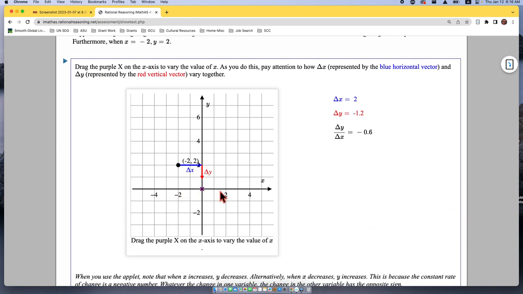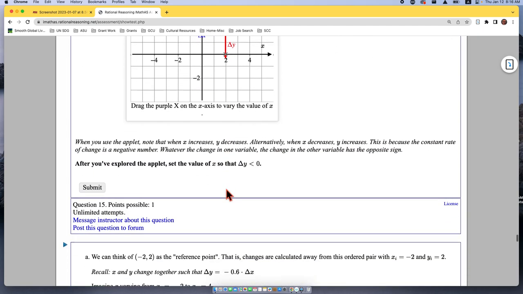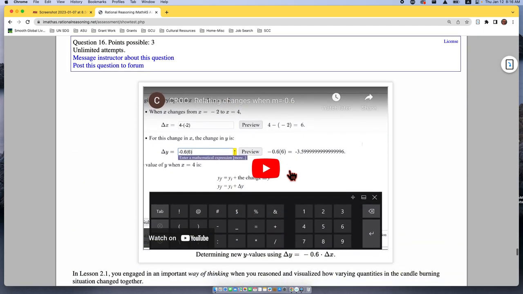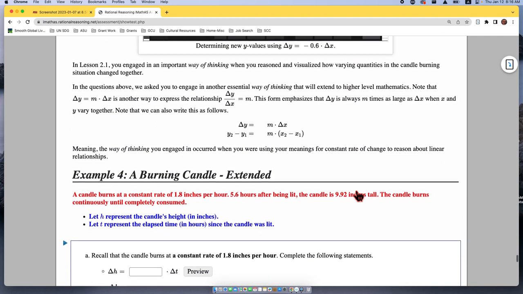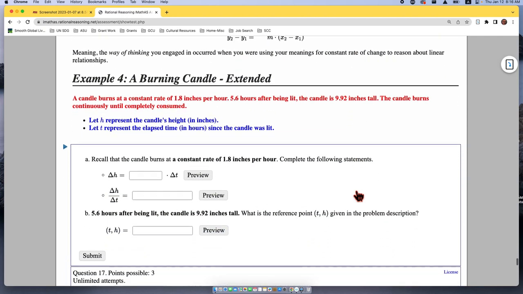And again, more little variable things that we can work with, more videos. So those are all there. And then they do some extensions.